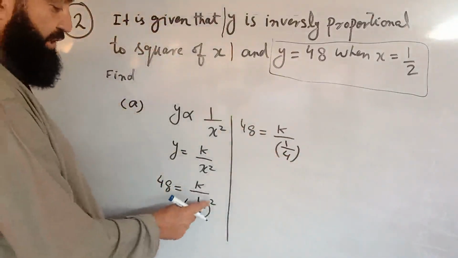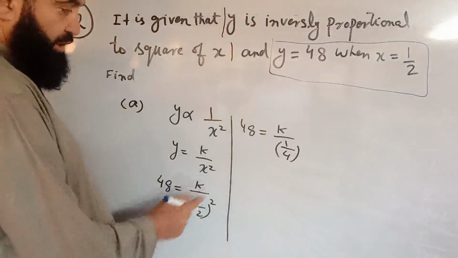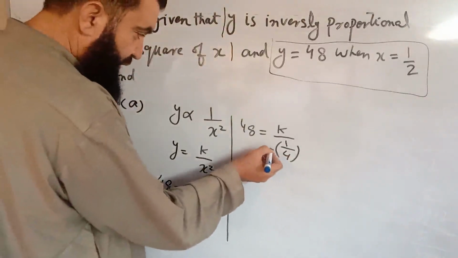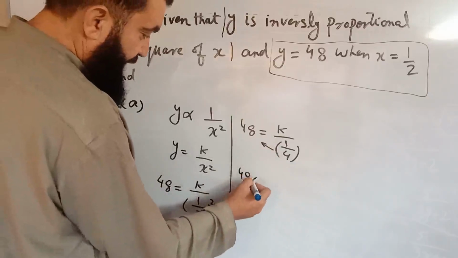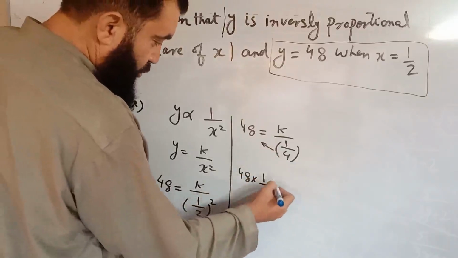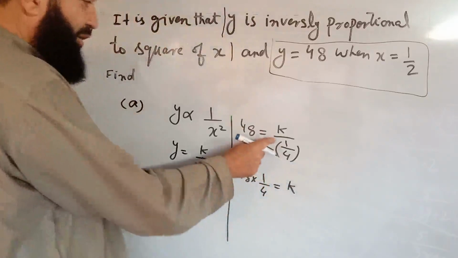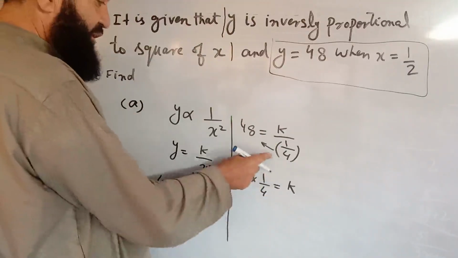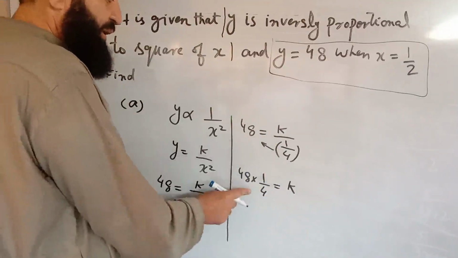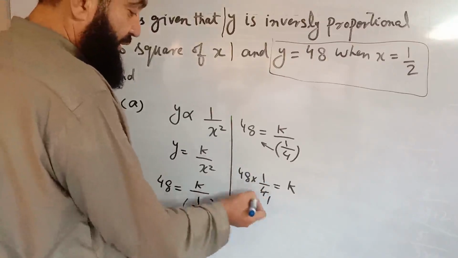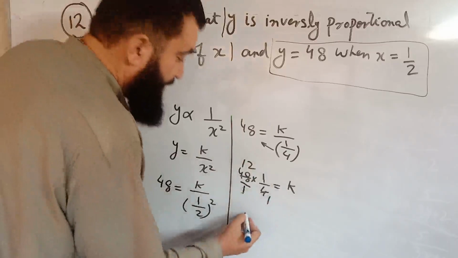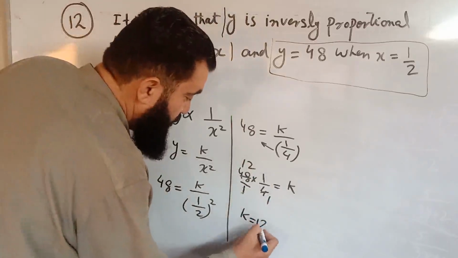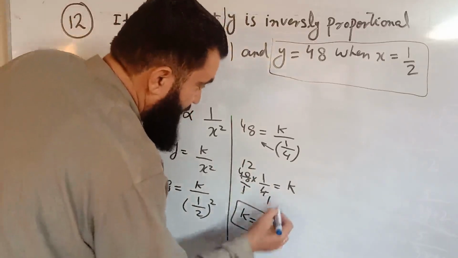Because 1/2 square is 1 square over 2 square, 1 square is 1, 2 square is 4. Now we shift this 1/4 here. This will become 48 into 4 is equal to k. Because 1/4 is being divided here, when we shift it to left hand side, it will be multiplied. So to simplify it, 4 12 the. Therefore k is equal to 12.